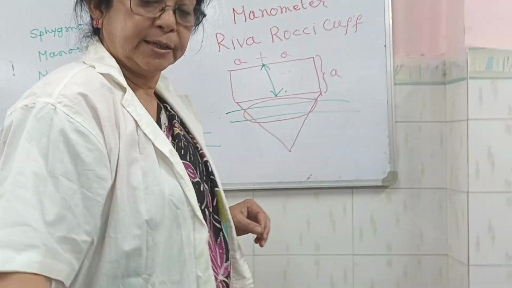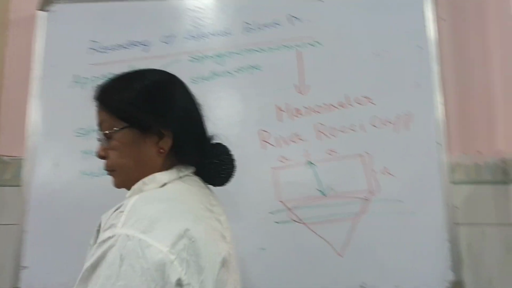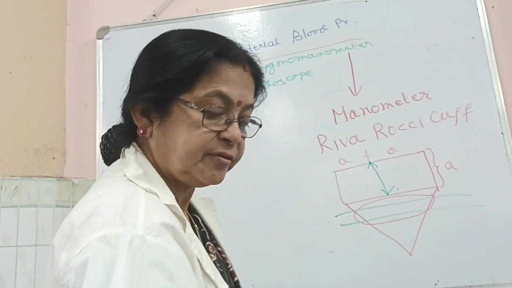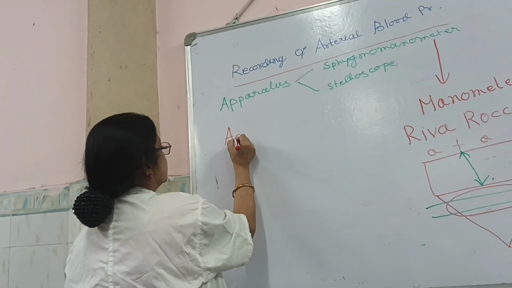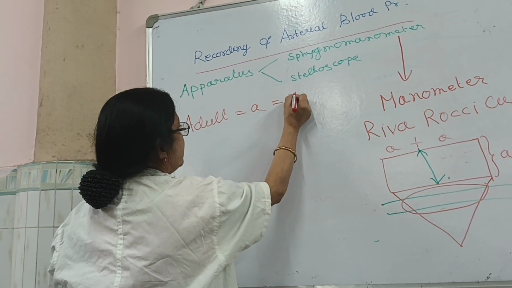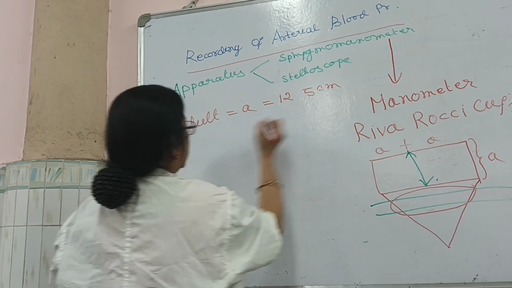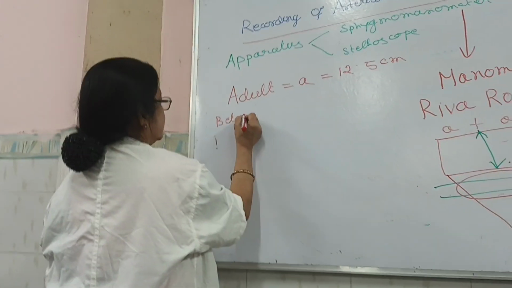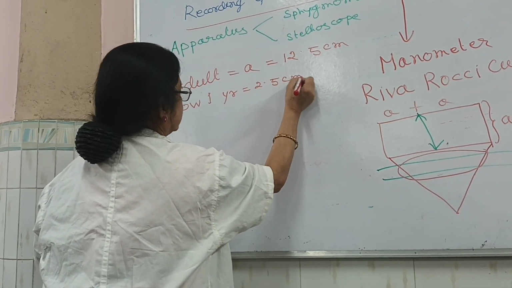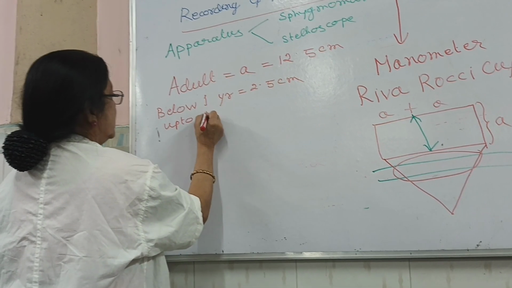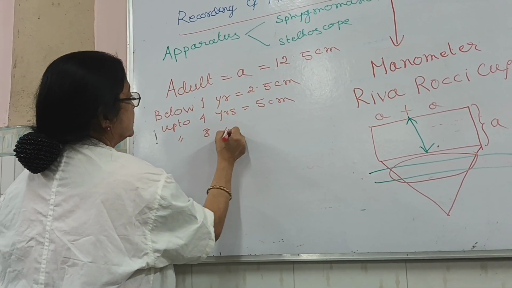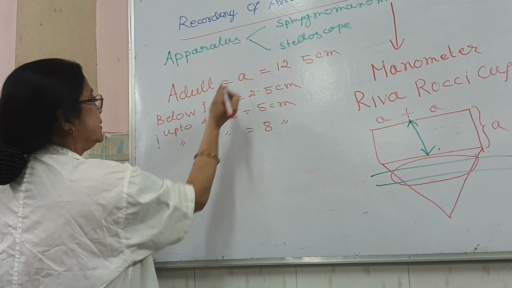Now the width of the cup is different in different age groups. For an adult, the width of the cup A is equal to 12.5 centimeters. Below 1 year, infant, 2.5 centimeters. Up to 4 years, 5 centimeters. Up to 8 years, 8 centimeters. Then adult, it is 12.5 centimeters.